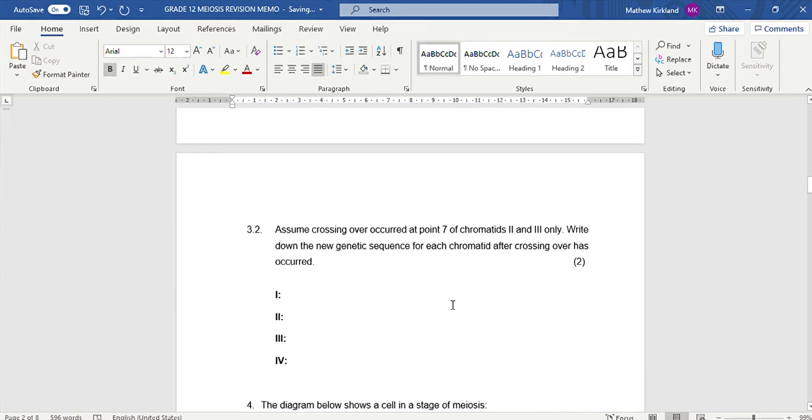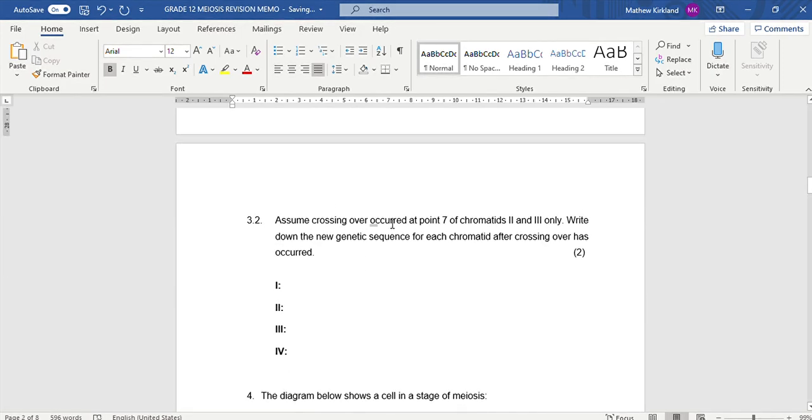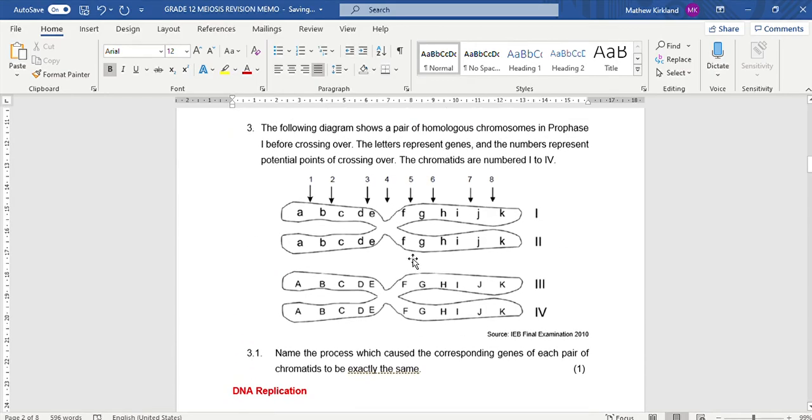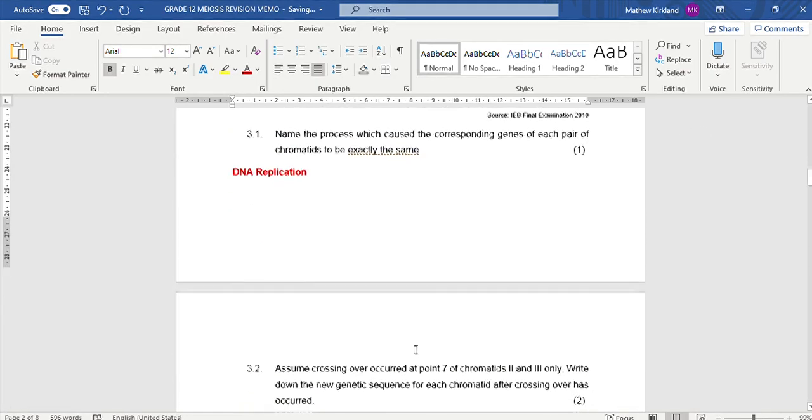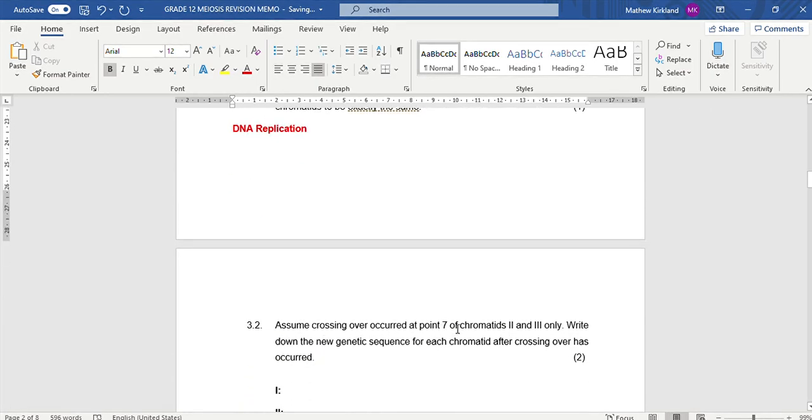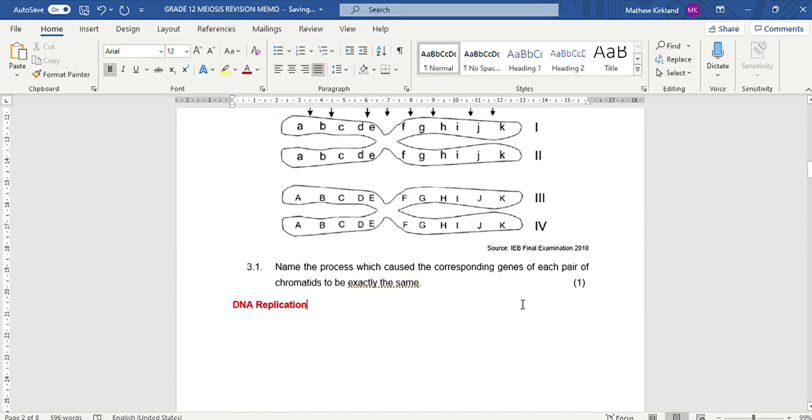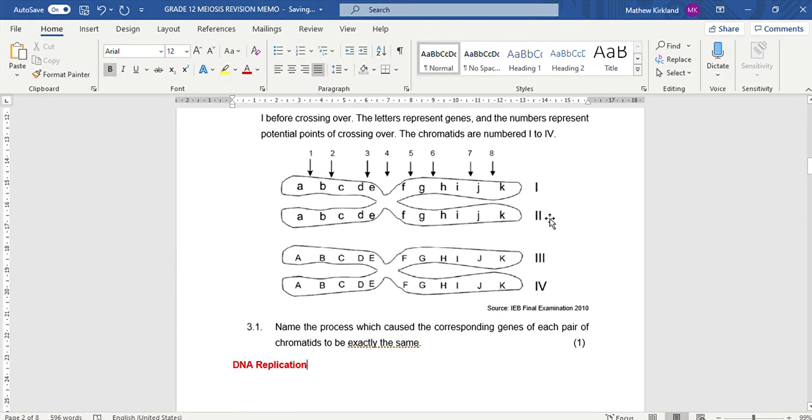DNA replication. Okay. Assume crossing over occurred at point 7 of chromatids 2 and 3 only. Write down the new genetic sequence for each chromatid after crossing over has occurred. Nice little difficult question here. Okay, so the question says, crossing over occurred at point 7 of chromatids 2 and 3. So where's chromatids 2 and 3? 2 and 3. So this chromatid and this chromatid did crossing over at point 7.